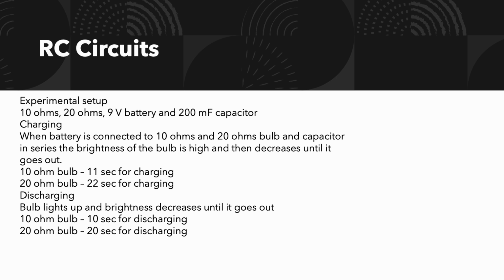Next up is RC circuits. When the 10 ohm bulb was connected in series to the capacitor, it took 11 seconds for charging and 10 seconds for discharging. When the 20 ohm bulb was connected to the capacitor in series, it took 22 seconds for charging and 20 seconds for discharging. If you look at the charging and discharging values, they're almost similar for both the 10 ohm and 20 ohm bulb.